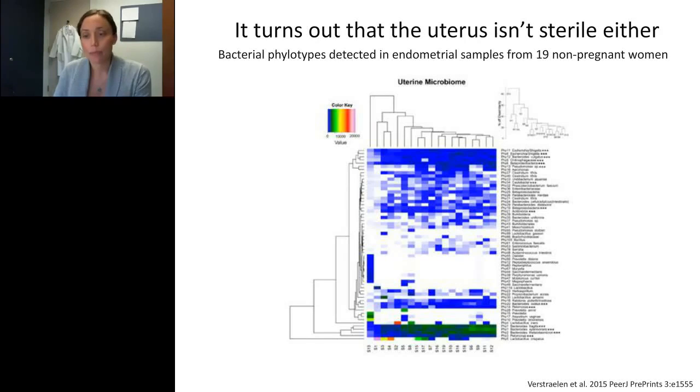This is data that appeared recently in a PeerJ Preprints article evaluating bacterial community composition in endometrial samples from 19 non-pregnant women. And very interestingly, we find taxa that are very commonly associated with the gut, Bacteroides, as well as taxa that are commonly found in the vaginal tract, the Lactobacillus type species.